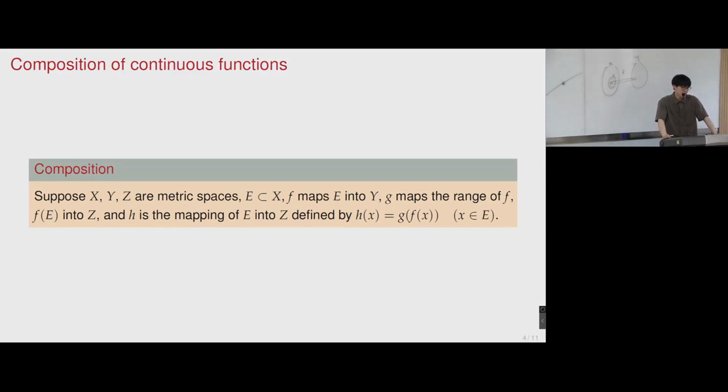And some basic nice things to know about composition. Composition of functions basically means you're concatenating functions together, grouping them together. Right here, we need three metric spaces, X, Y, Z. f maps E into Y, but we now have another metric space Z, and a function g that maps this part, where f(E) is going to be inside here. So g maps this to here, two-way, right? This is the composition definition.